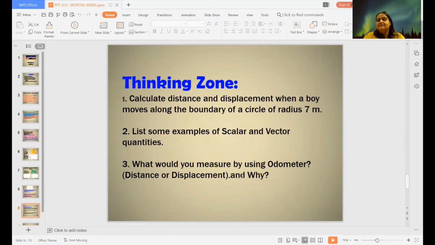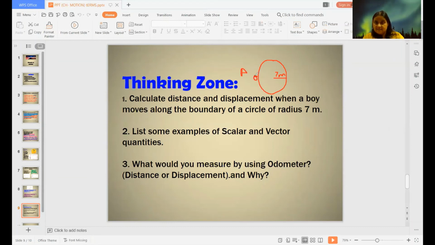First question, calculate distance and displacement when a boy moves along the boundary of a circle of 7 meters. Now in this question, first of all, you have to make a circle. The radius is 7 meter. You have to find the distance and displacement when a boy is moving along the boundary. Suppose the boy has started from this point, point A, takes the whole path, and again reaches the same point only.